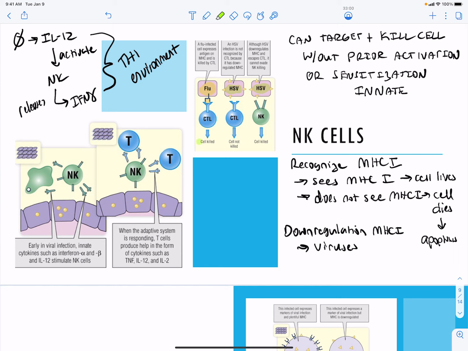So there's two scenarios where a potential virus-infected cell can be killed. One is by a CD8 T cell recognizing antigen on the surface of the infected cell and killing the infected cell. The second way is for the natural killer cell to not see MHC class 1 on the surface of the infected cell and killing that infected cell.